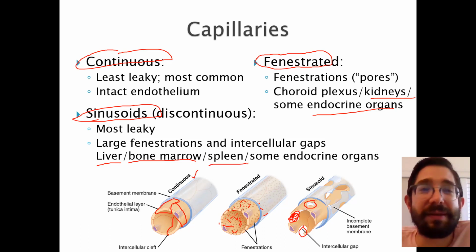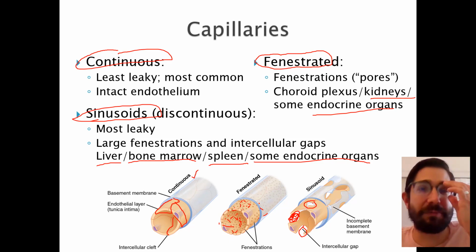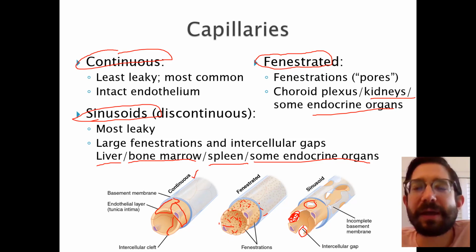The spleen is one of the organs that chews up old red blood cells. So same thing, blood cells need to be able to be passed out. And more endocrine organs like the adrenal glands have these sinusoidal capillaries. Again, we're trying to put hormones into the blood. So lots of kinds of capillaries.